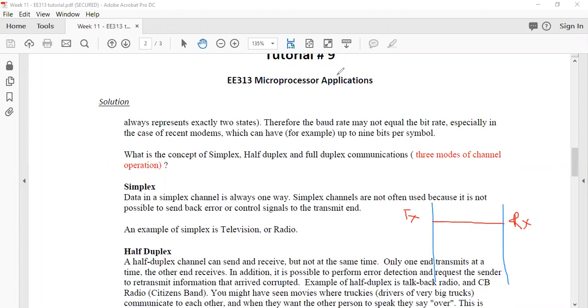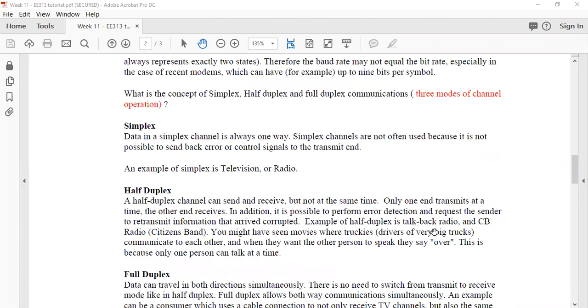Some of the examples are the talkback radio or the CB radio. So you can only send and receive data one at a time, right? In a talkback radio, you talk, but the other person won't be talking back to you. Once you finish talking, then the other person can respond to you. So communication happens one at a time.